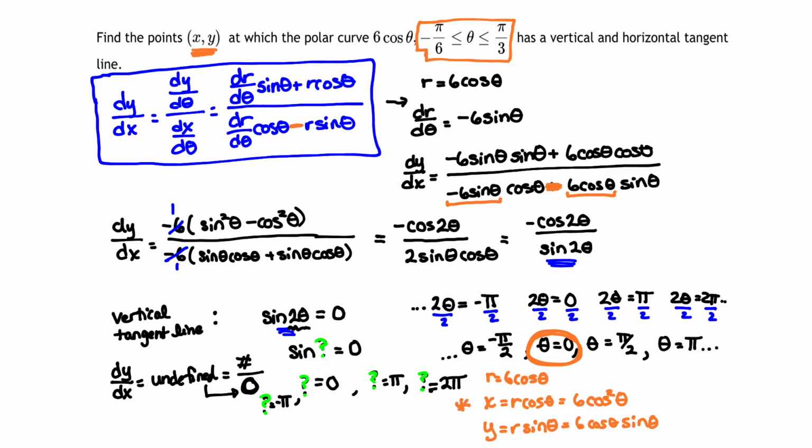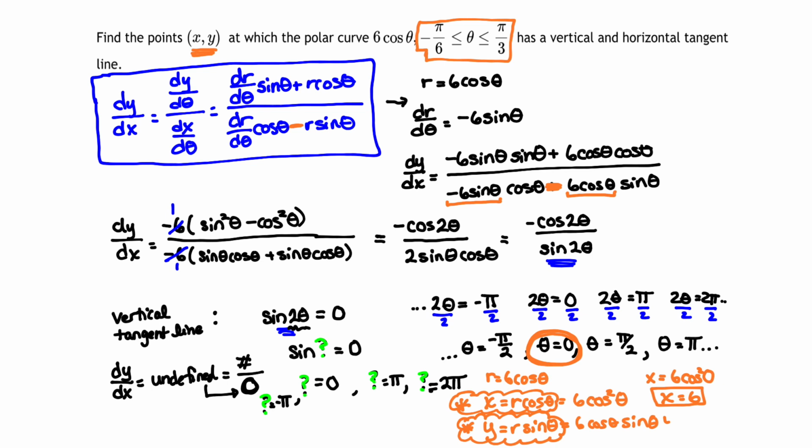These two come from the basic identities for x and y. Those are our basic trig relationships, our polar coordinates. So when theta is 0, that means the x value is just going to be 6 times the cosine squared of 0. And the cosine of 0 is 1. And so that means our x value will be 6.